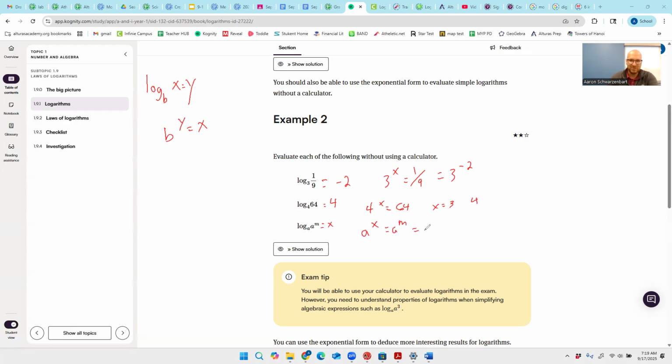Well, x equals m. There's a little interesting property here about logarithms. If it's log base a of a to the power of something, those just cancel out and you get what's left as the exponent. And that's a real nice shortcut rule that's probably important to know how to use.